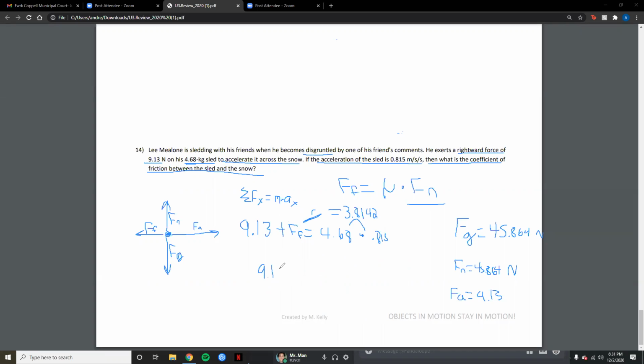So 9.13 plus f of f equals 3.8142. How do we figure that out? Wait, Andrew, where did you get 3.8? Where did you get the number from? Yeah, he multiplied the mass times the acceleration. Okay, got it. Multiply this by this.